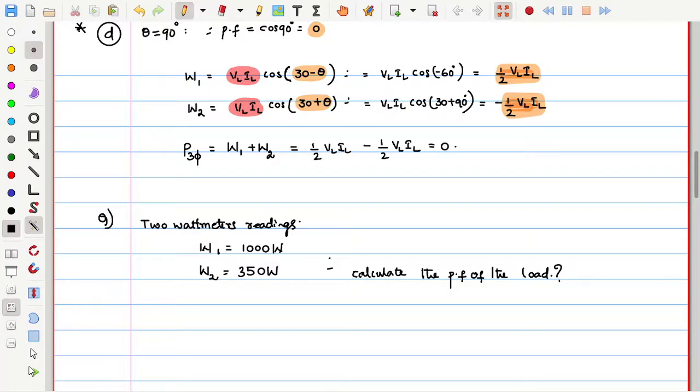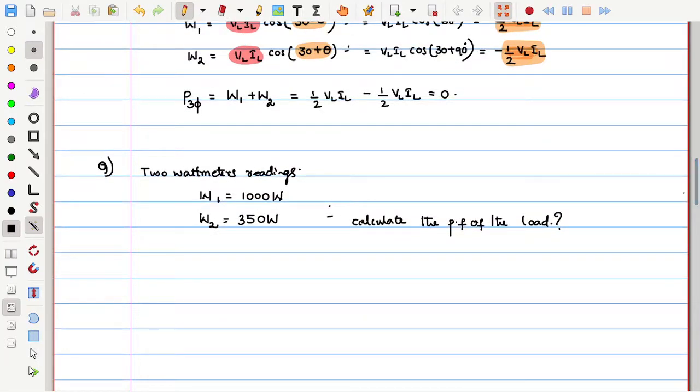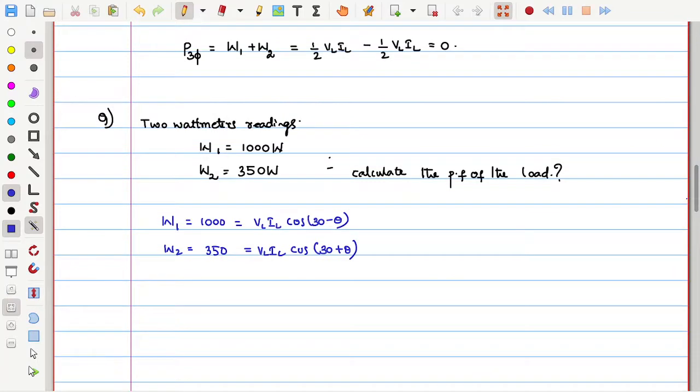Only wattmeter readings are given. If you don't remember any formula, just think of the basic idea of the two wattmeter method: W1 is equal to 1000, which is VLIL cos of 30 minus theta or 30 plus theta, whatever. Another is W2, which is equal to 350, which is VLIL cos of 30 plus theta. Once you know these two, add them and subtract them, see what you get, and from that you will get theta. You can derive it on the spot within 1 or 2 minutes. We already derived it, so I will write it directly.